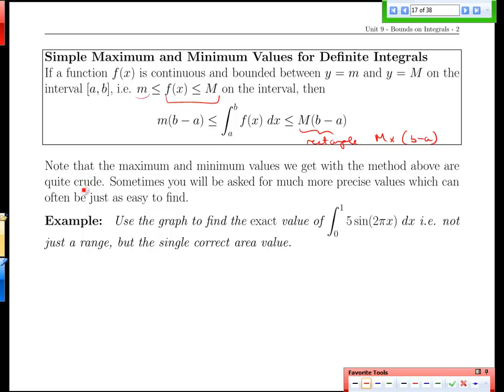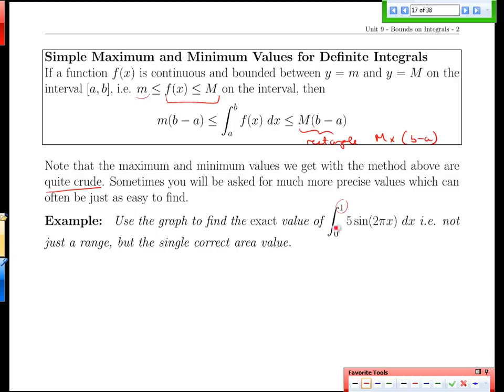It's worth noting that these are pretty crude. In fact, what we're doing is some variation on a one interval left or right hand or midpoint rule. So it's occasionally handy, but it doesn't give you a very precise range in most cases. If your interval's long, then this is going to be a pretty broad inequality.